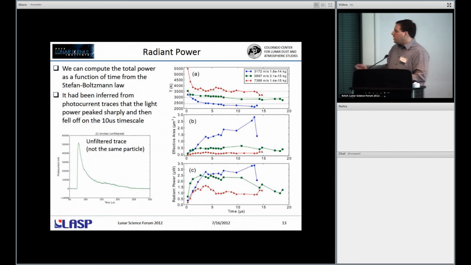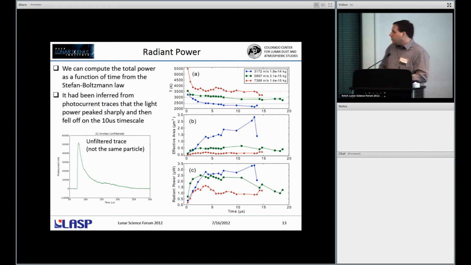So each of these 3 plots here, the 3 different colors, color is a different particle, ranging from 3 kilometers a second to 7.3 kilometers a second. And we can actually compute sigma times T to the 4 and get power. And so that's the thing over here. This is power versus time.